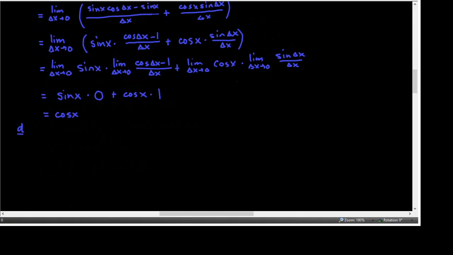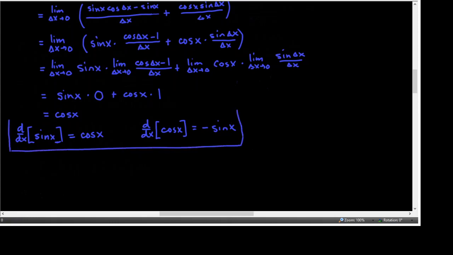So let me write that as a rule. The derivative of sine of x with respect to x is cosine x. We could go through a very similar process, which I'm not going to spend time on right now, and we could find the derivative of cosine of x, and it would turn out to be negative sine of x. You'll just have to trust me on that one. So these are a couple of derivative rules that you need to know. Commit these to memory.